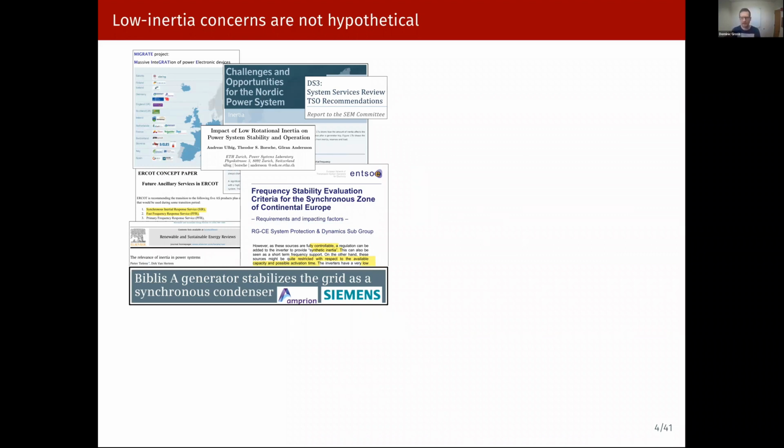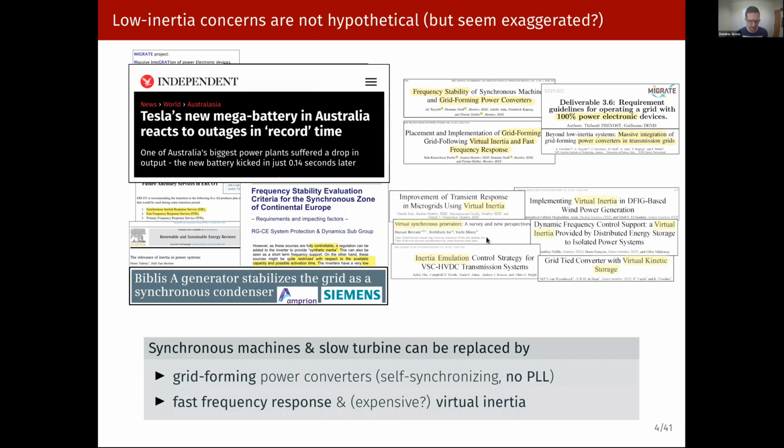And at the same time, this all seems a bit exaggerated in the sense that you can find a lot of works on how to emulate the machine inertia using power converters and storage. And what most of these works have established, and I will get to that in a moment, is that you can actually replace the synchronous machine and its slow turbine response with something that's called a grid forming power converter that has similar self-synchronizing properties to the machines and a fast frequency response. So basically, if you have a source that responds very quickly, you can have the equivalent of a very fast turbine governor system, and then you don't need a lot of inertia.